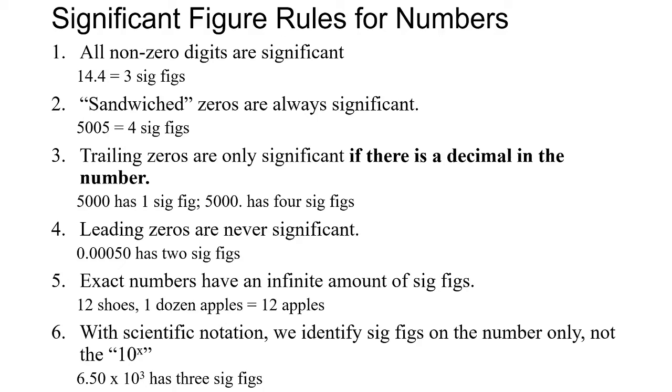Hello everyone. In this video we're going to go through the different rules that we have to know to identify sig figs, or significant figures, in a number. Often when you're having to report your measurements and you look at an instrument, you don't just want to give an infinite amount of numbers. You don't want to say 1.000000000 if your instrument isn't that accurate.